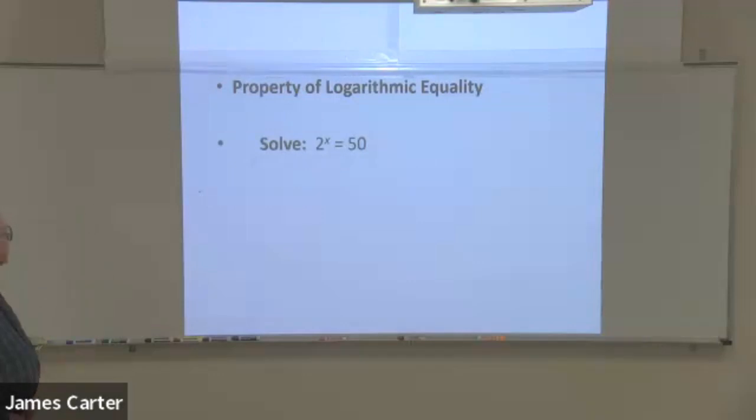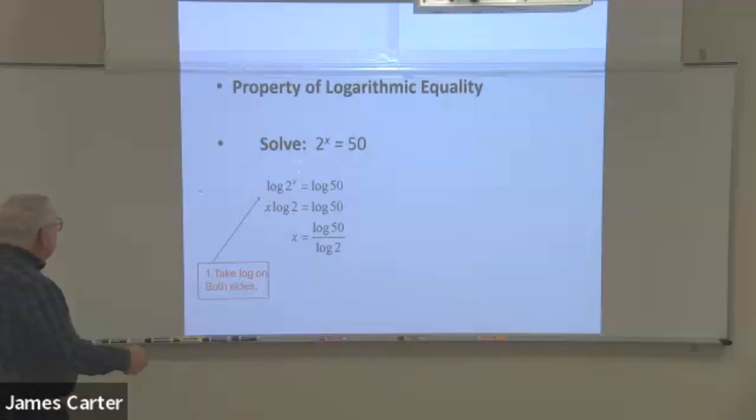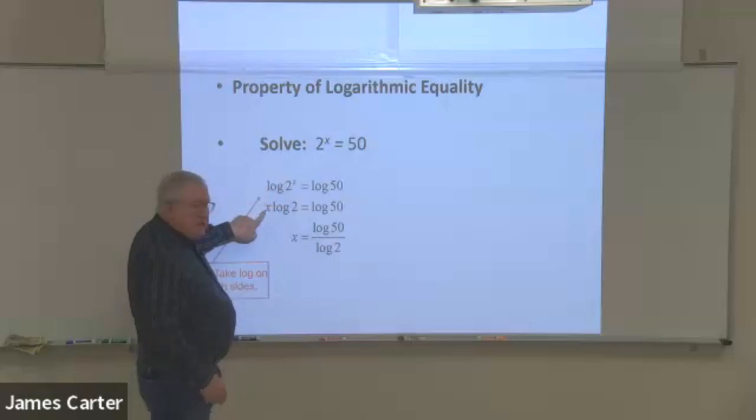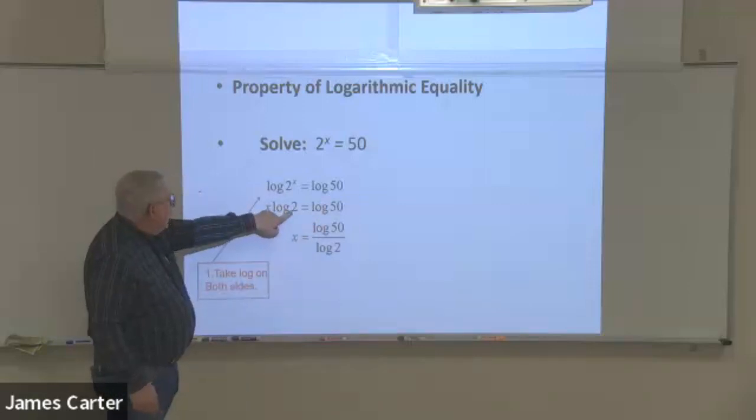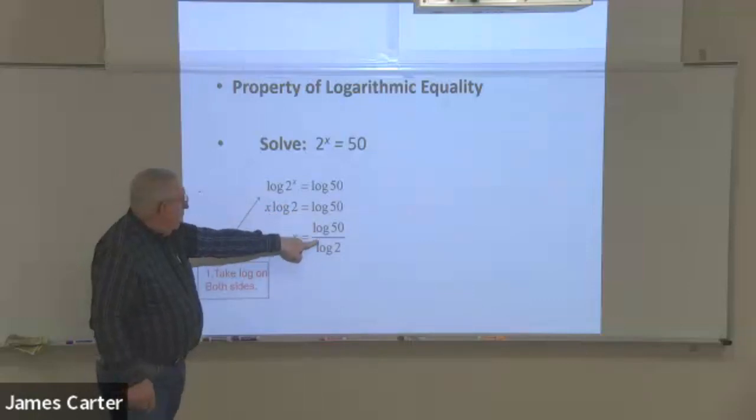Now, what about this one? Here's an exponential. This is an example of those last three rules. 2 and 50 don't share a power. Okay? So, in this case, we take log of this side, log of that side. Goes back to the old rule, as long as you do the same thing to both sides, it's okay. Now, using the power rule, I bring this x out front. And it equals that. So now I divide both sides by log of 2. And I get this.